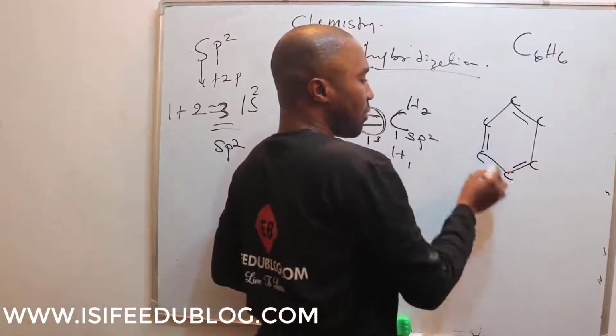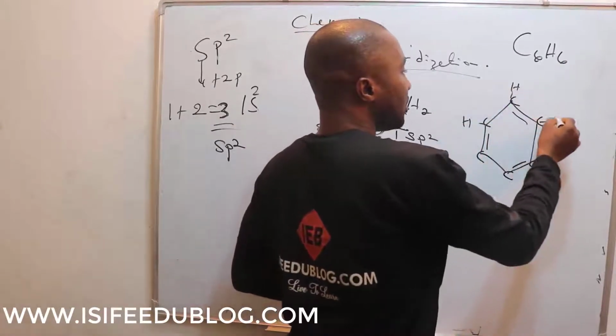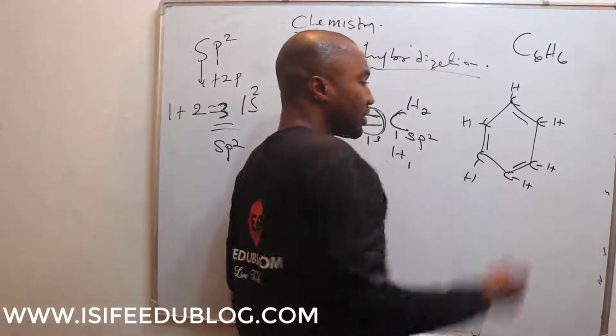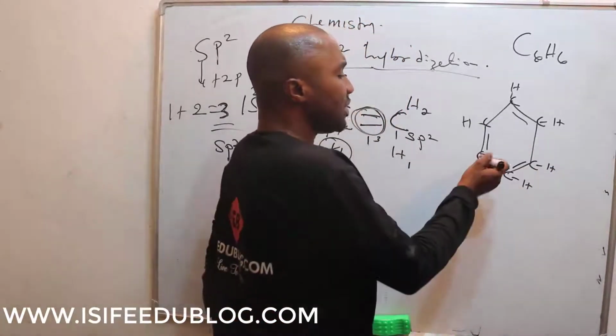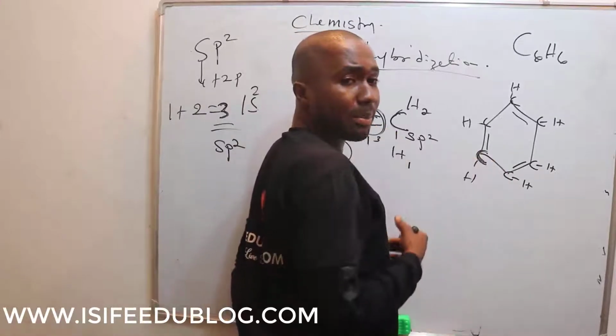So 1, 2, 3, 4, 5, 6. Carbon is already 6. Then the hydrogen, we have this, and this. 6 hydrogen. So if I'm taking this as a reference, I want to know the type of hybridization that is taking place here.